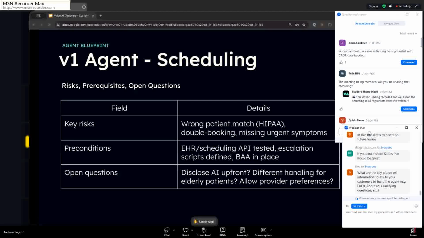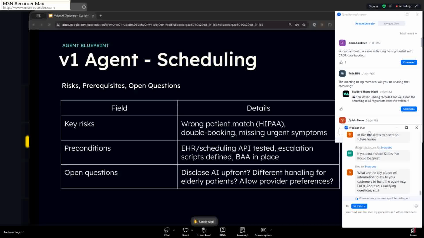You want to understand what prerequisites or preconditions need to be met. For example, do you have APIs to the systems of record? Do you have all the escalation paths well defined? Do you have your HIPAA compliance set up? Do you have your BAA signed? These are very healthcare specific, but every industry has their certifications or compliance requirements. It might be a SOC 2 thing, but in healthcare, it's typically HIPAA, BAA, high trust.